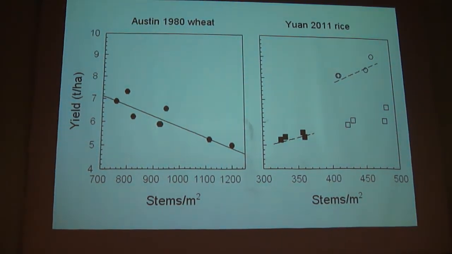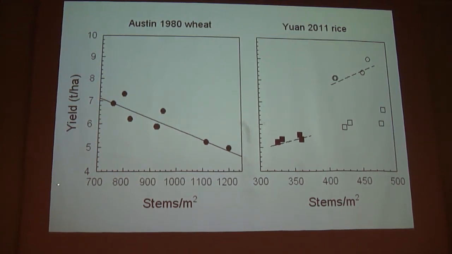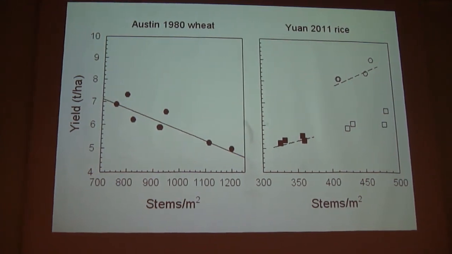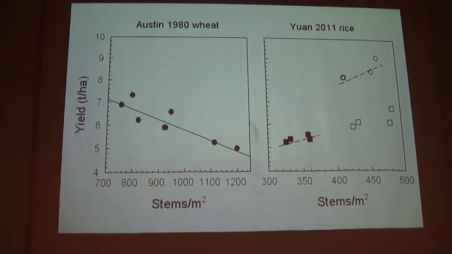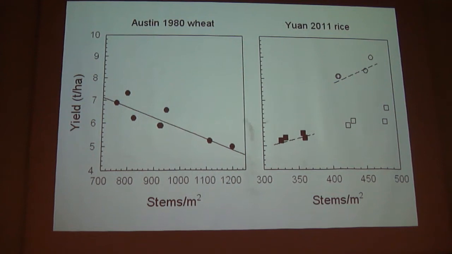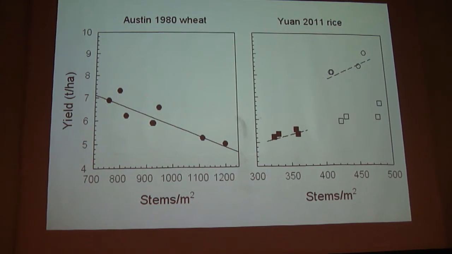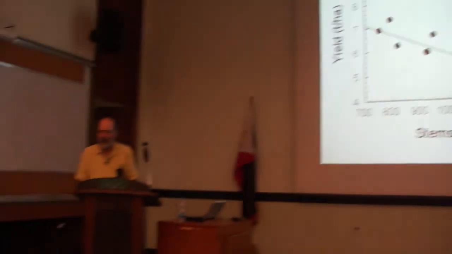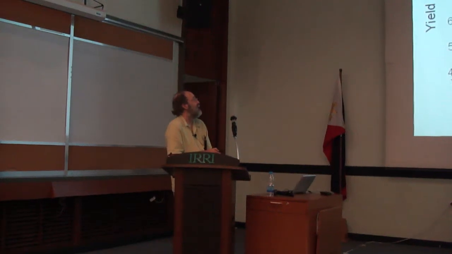Well, I've got data from Austin on wheat at the left. The vertical axis, again, is yield. The horizontal axis, not stems per plant, but stems per square meter, so at least related to the number of stems per plant, since the number of plants per square meter was constant in their experiments. And in wheat, we see exactly the relationship that Donald predicted, that is, having more stems per square meter decreases yield rather than increasing. But in Yuan's results, we see exactly the opposite.